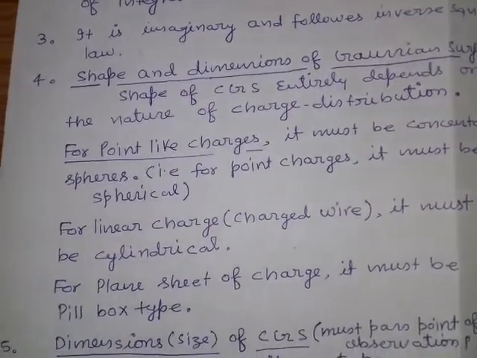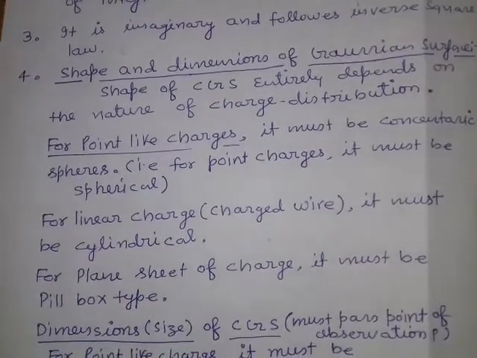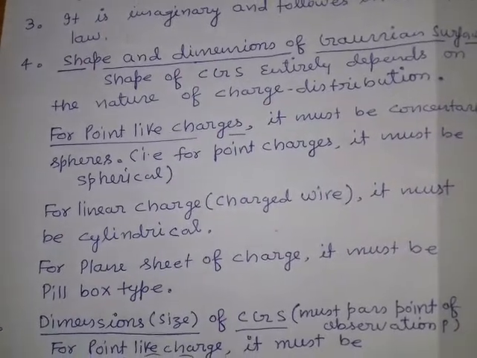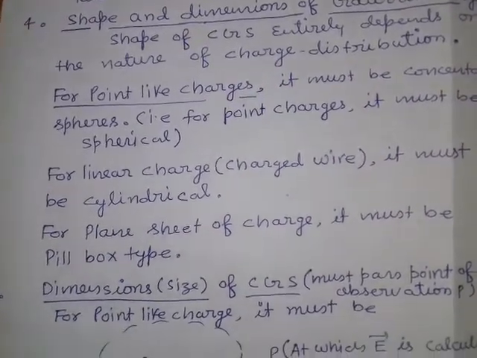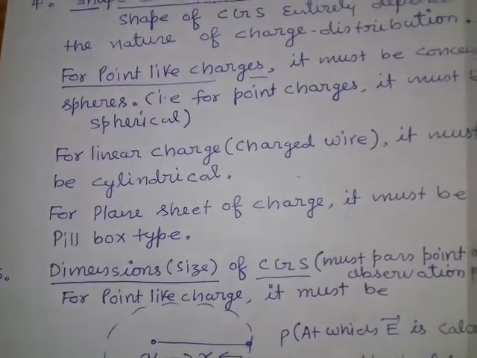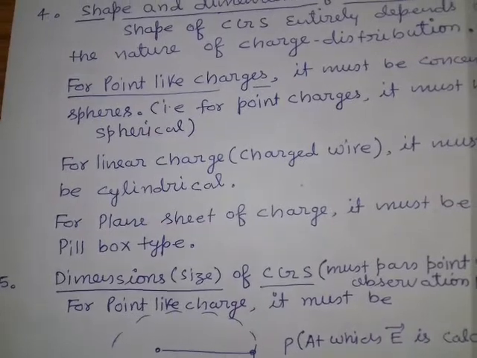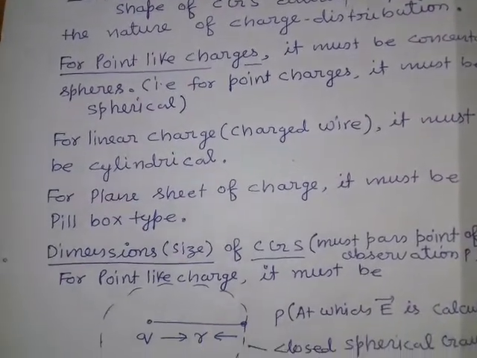Okay, so for point-like charges it must be concentric spheres. It means for point-like charges it must be spherical in shape. For linear charge distribution, it means due to a charged wire, it must be cylindrical in shape.